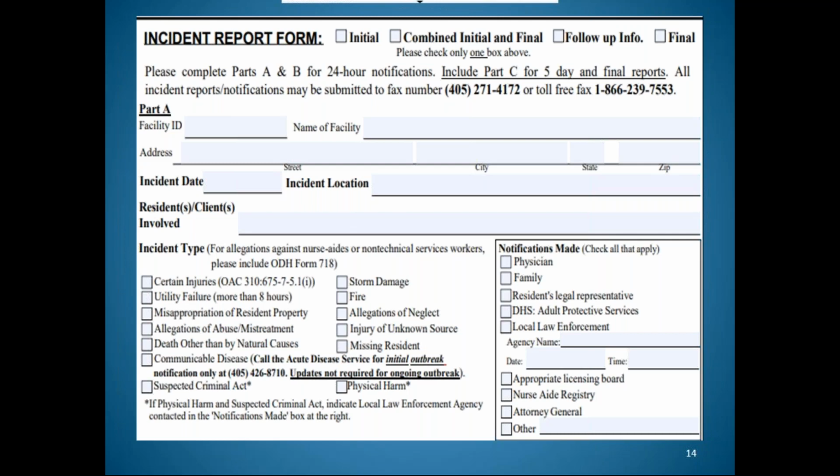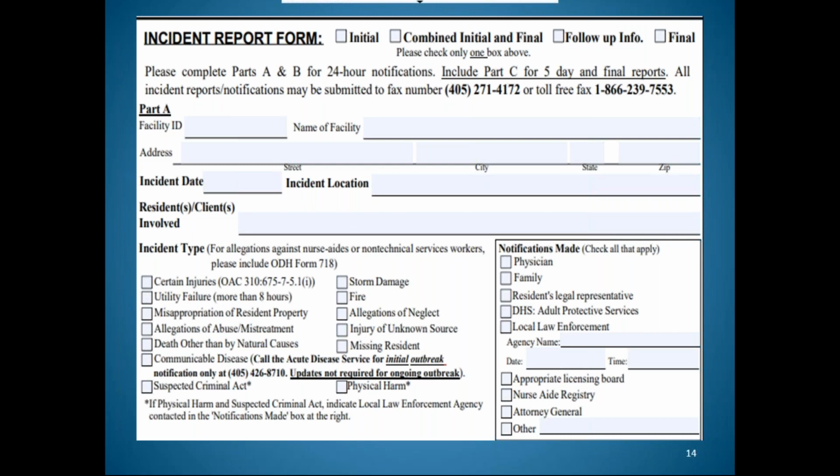So under Part A, you're going to, of course, put your facility information. You're going to put the incident date, the incident location: residence room, common areas, dining room, bathroom, shower room. You're going to identify your residents, your clients who were involved. If you are reporting COVID positive staff, your COVID positive staff will go in this area. And then you're going to look at your incident types and fill out which incident type it was.